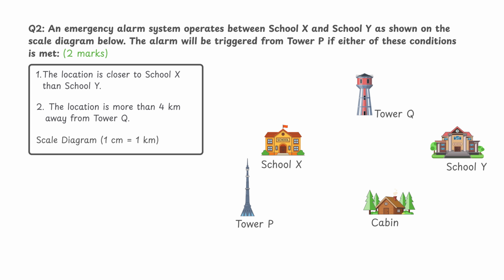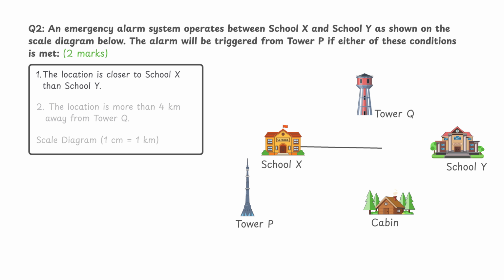Now let's work through this carefully. In this problem, we need to decide whether the emergency cabin will activate the alarm at tower P. To do that, we must check each condition one at a time and see if the cabin satisfies at least one of them. Let's begin with step 1. We need to check if the cabin is closer to school X than school Y.